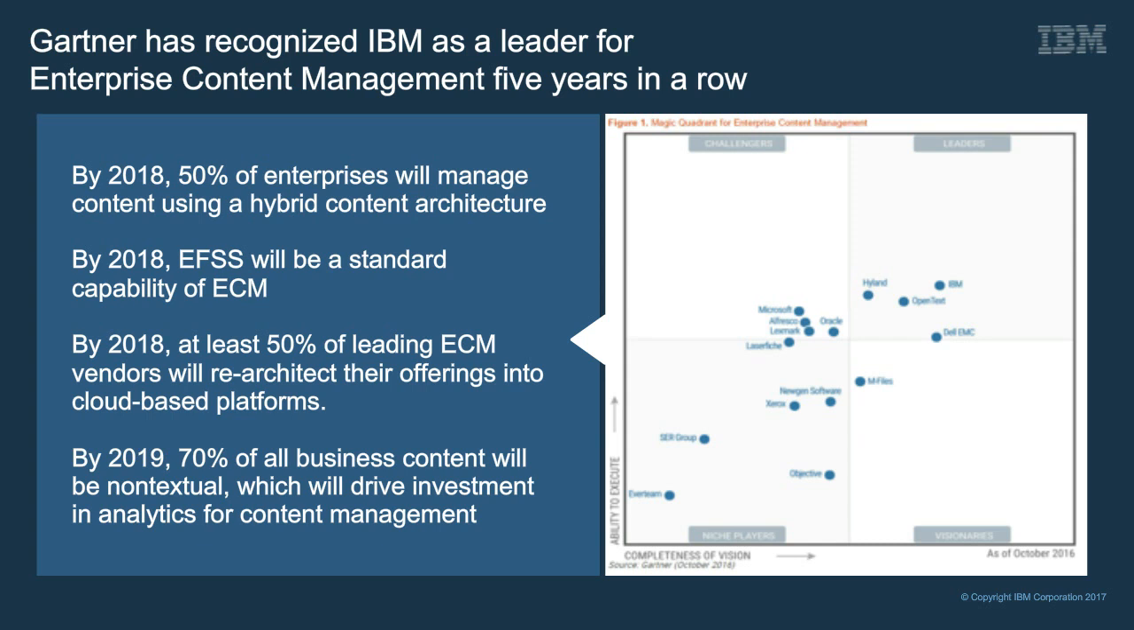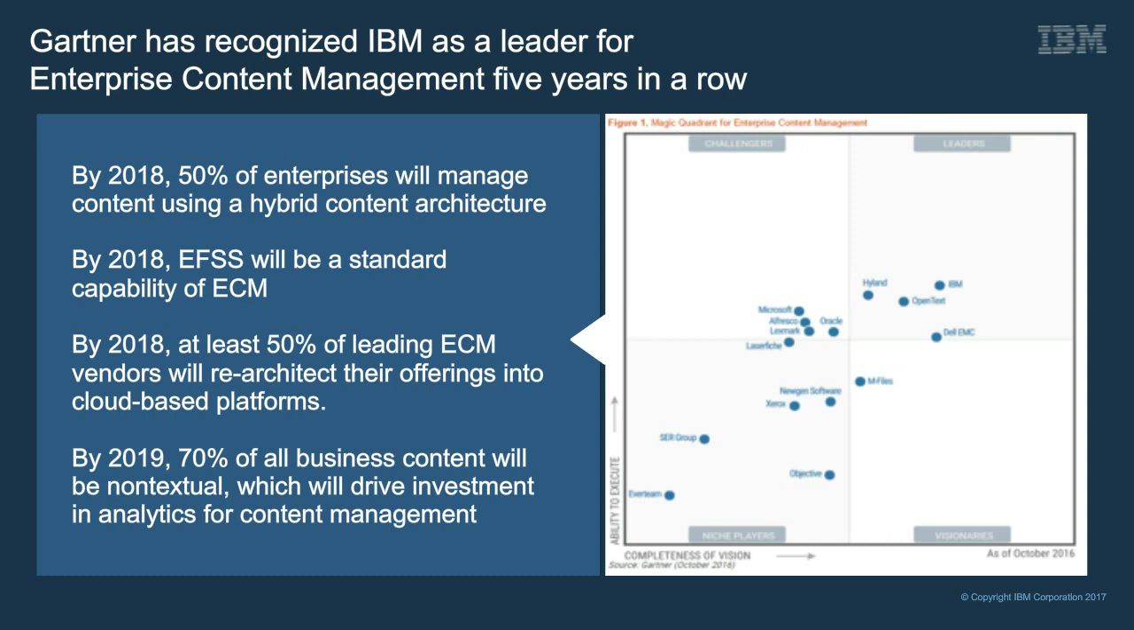Enterprise file synchronization and sharing will be a standard capability for ECM. At least half of the ECM vendors will re-architect their offerings into cloud-based platforms. And by 2019, 70% of all business content will be non-textual, which will require organizations to invest more widely in analytics as part of their content management efforts.